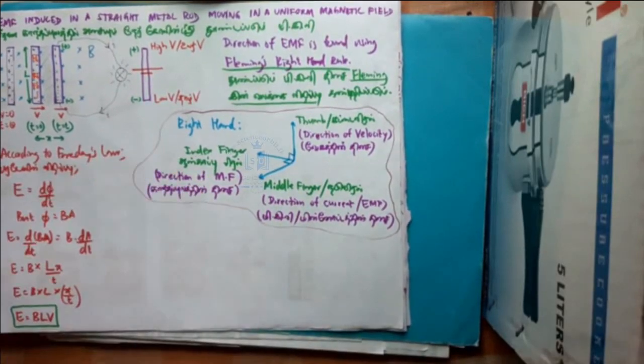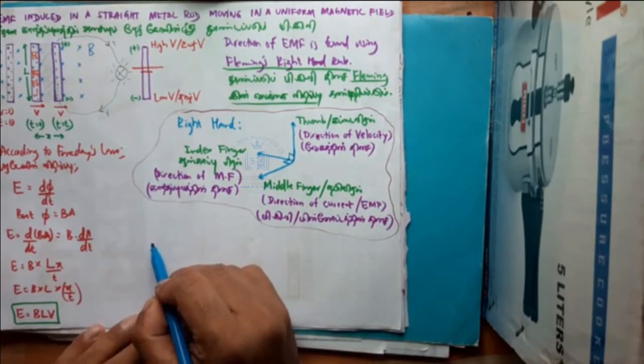So let's consider some examples. Imagine there is a magnetic field like this now. Okay, magnetic field like this.